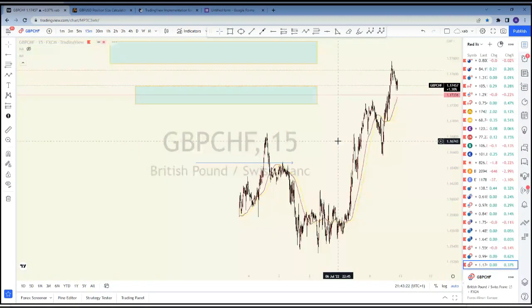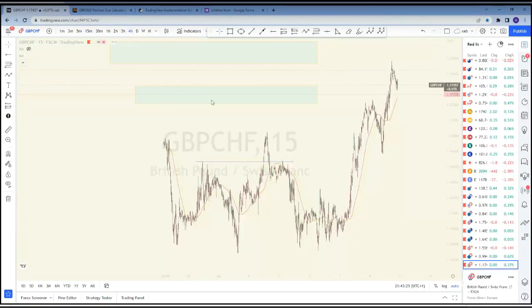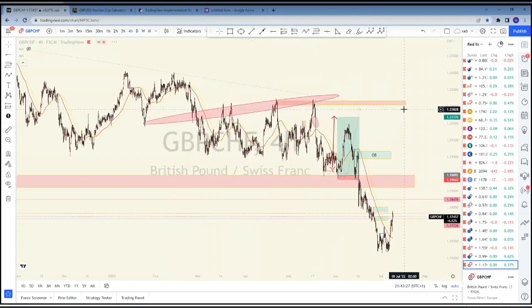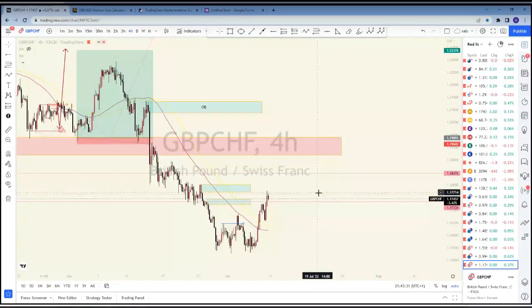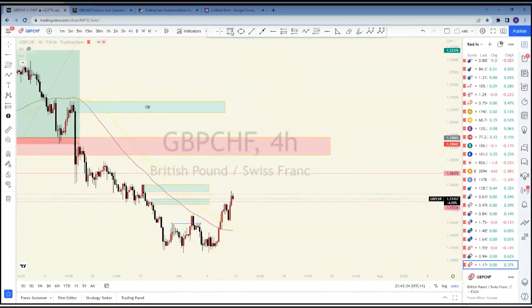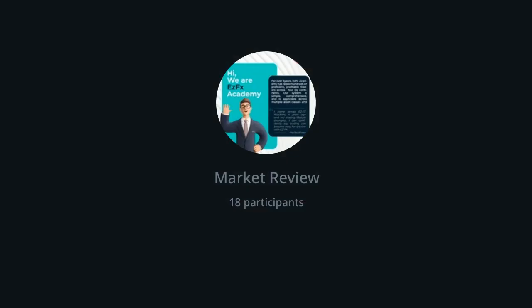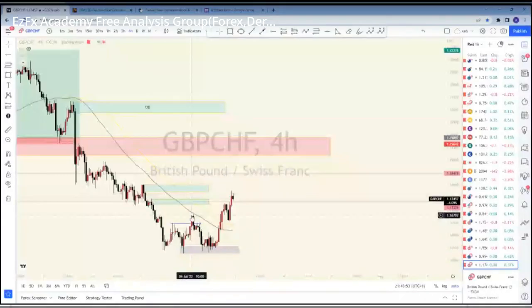All right, GBPCHF. Let's go to the 4 hours. GBPCHF on the 4 hours time frame. I can't remember if I gave this entry during the last market review, but this was an entry that played out quite nicely. It was a bearish reversal QML. We saw this liquidity grab here, break of structure to the top side, and then we had this movement.